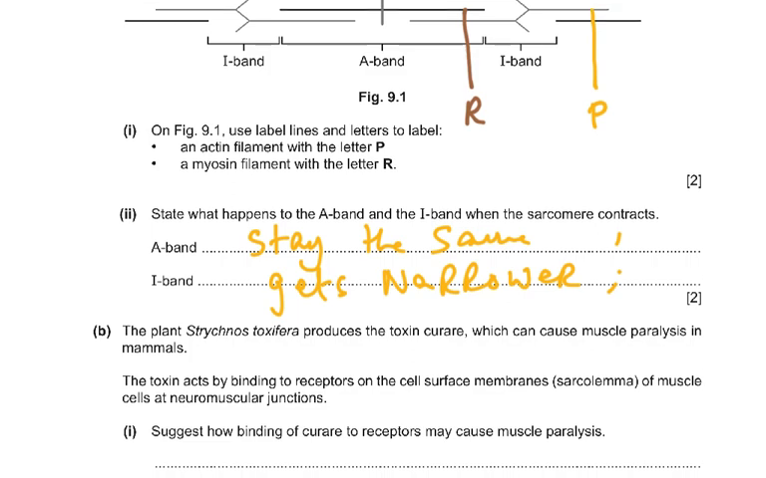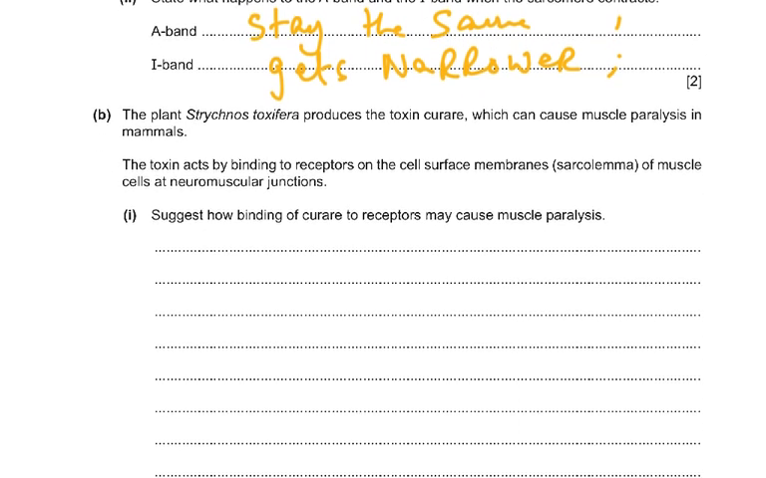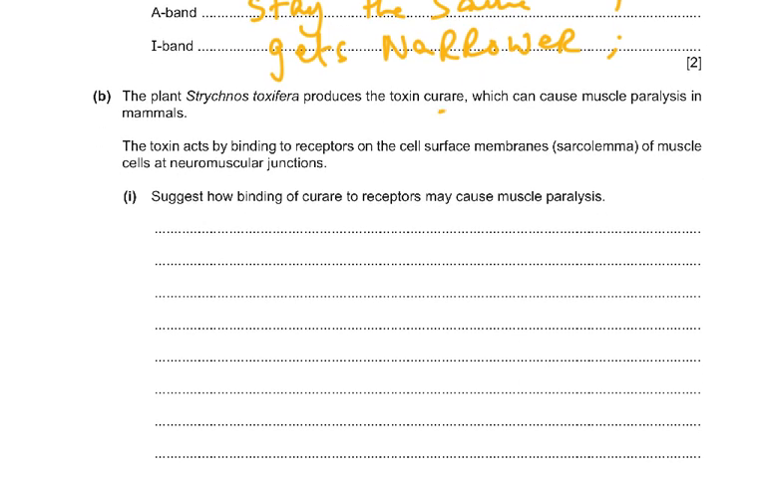The plant Strychnos toxifera produces the toxin curare, which can cause muscle paralysis in mammals. The toxin acts by binding to receptors on the cell membrane, the sarcolemma, of the muscle cells at neuromuscular junctions. Suggest how binding of curare to receptors may cause muscle paralysis. So if you know the muscle contraction story, you just have to say, okay, then that will not happen.